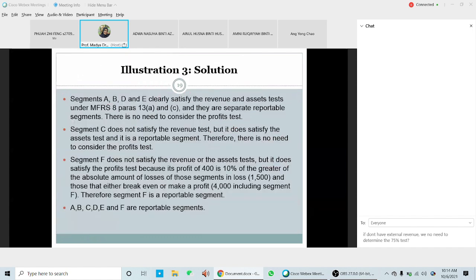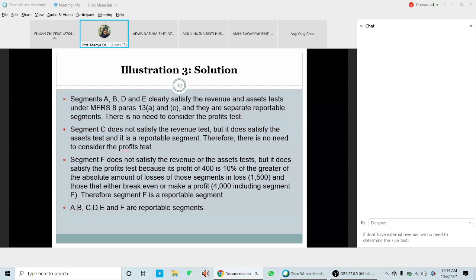So it shows that A, B, D, and E clearly satisfy all three criteria, and they can be separately reported as a reportable segment. So they do not need to test for the profit test. Segment C does not fully satisfy the revenue test, but it does satisfy the asset test. So it becomes a reportable segment. So you don't need to consider the profit test. At least one criterion you fulfill.